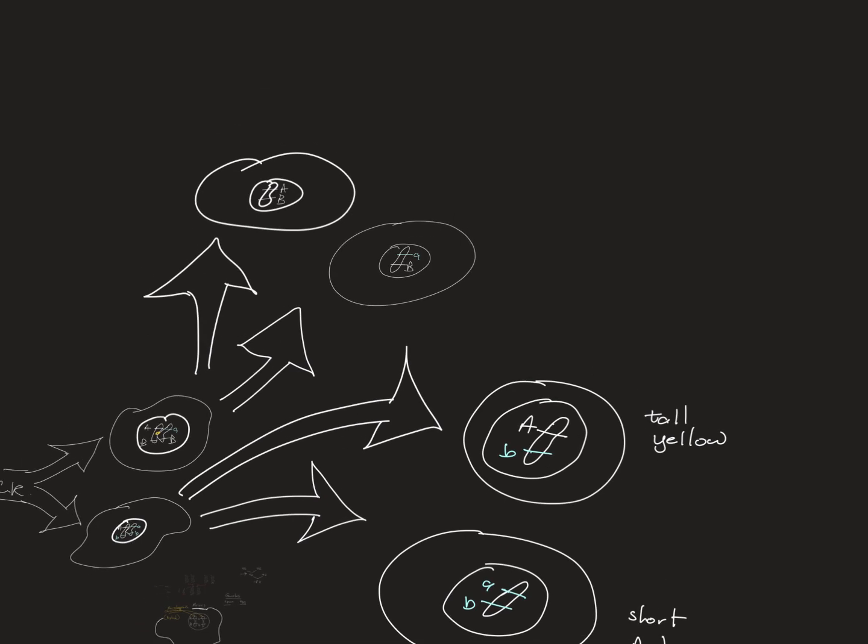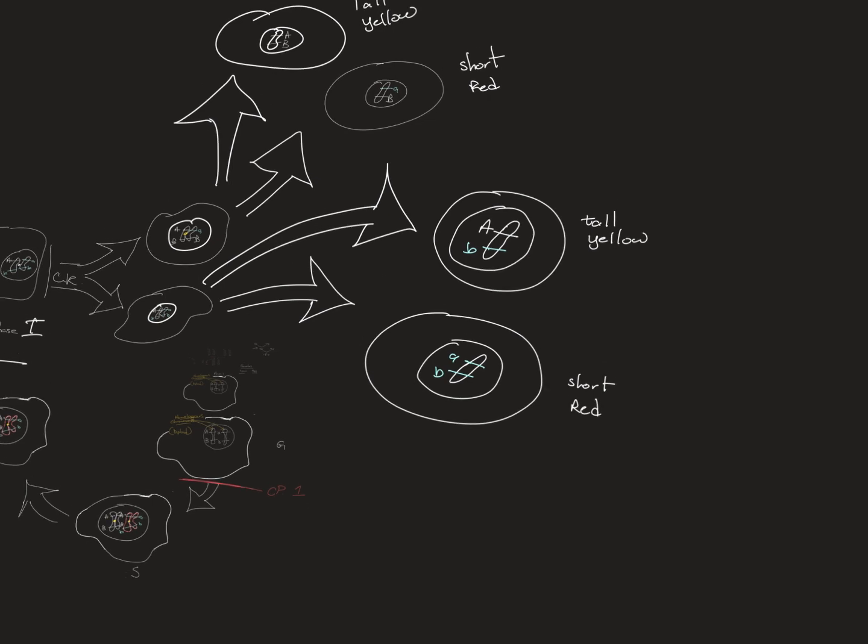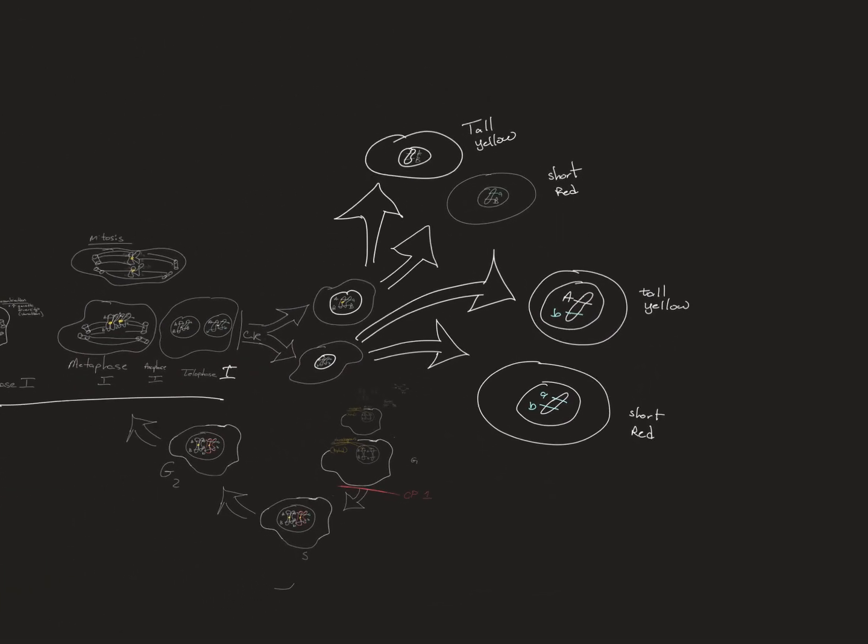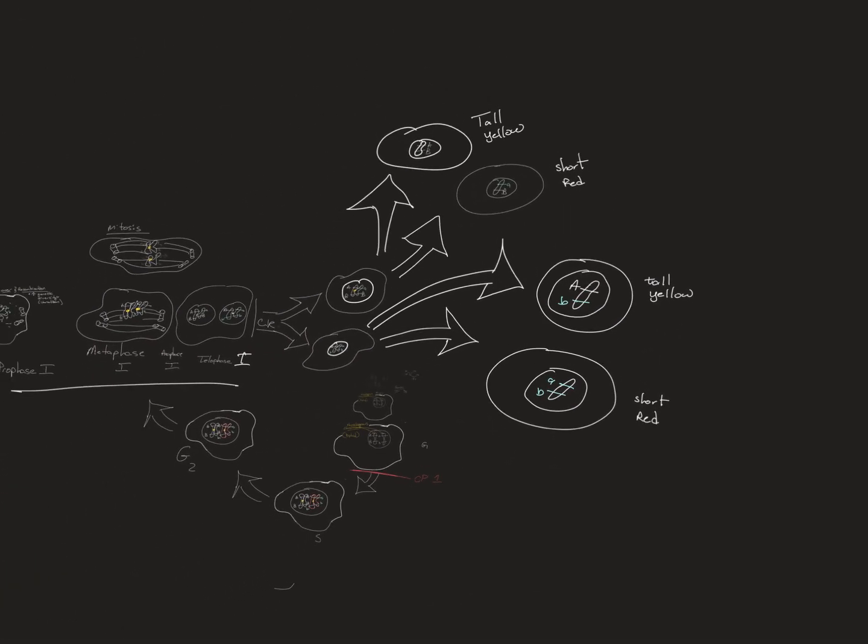This one has the trait that could lead to short or could lead to red. And this one has the genes that could lead to the trait for tall and for yellow. So you see, what used to only give you two possibilities now can give you 4 possibilities. And then these go on to develop into either eggs or sperm.